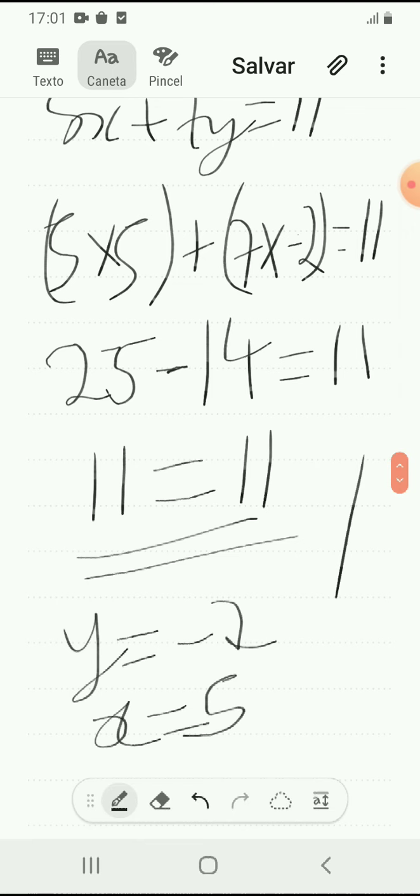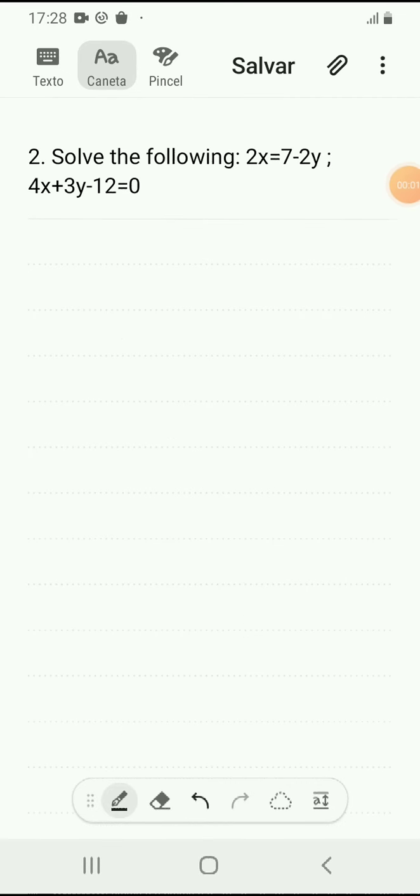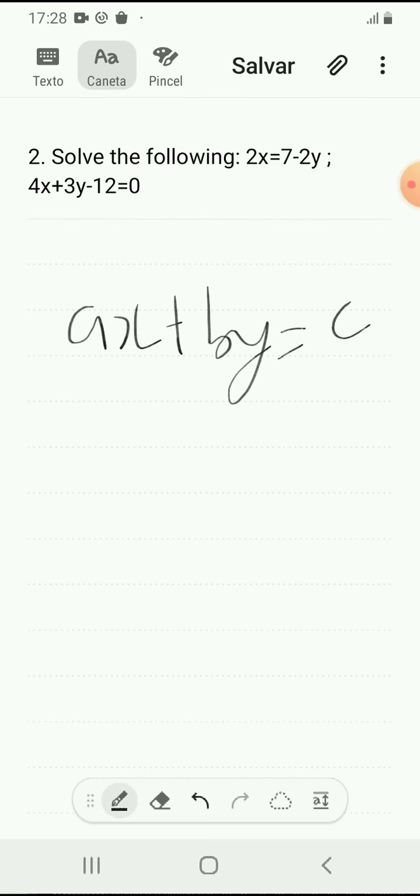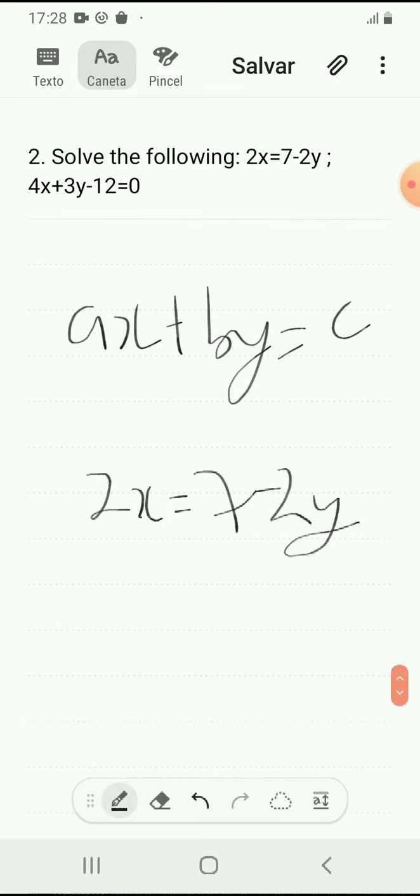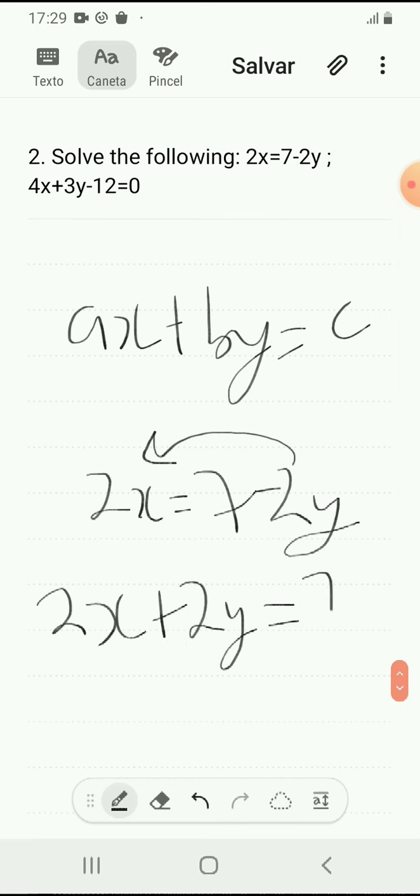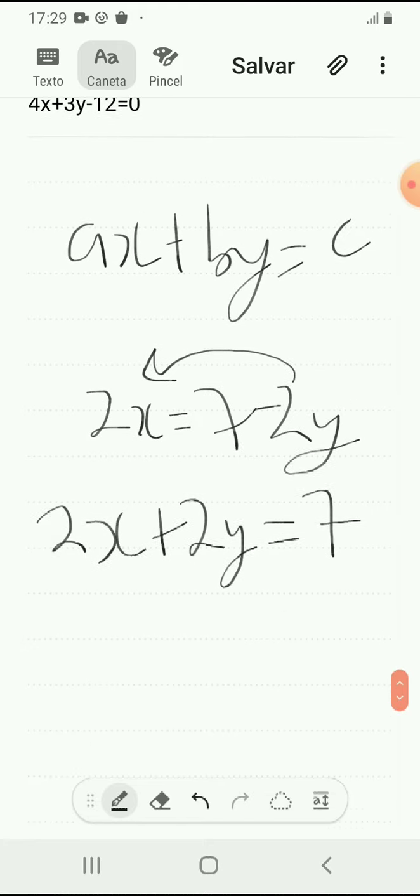So this is how you solve a simultaneous equation using the elimination method. So we'll look at the second example. Remember, as I told you, both of your equations need to follow this format here before you start solving it. You can see the first equation we're given is 2x equals 7 minus 2y. It doesn't follow this format, so you need to rearrange it. The 2y should go this side, so it becomes 2x. There it's negative, it will be positive, equals 7. So this is how it's supposed to be.